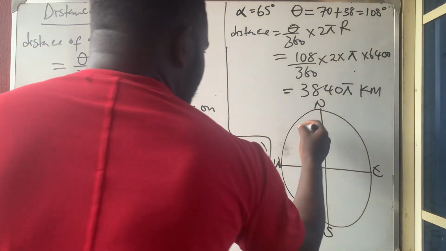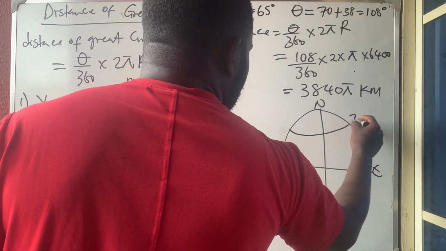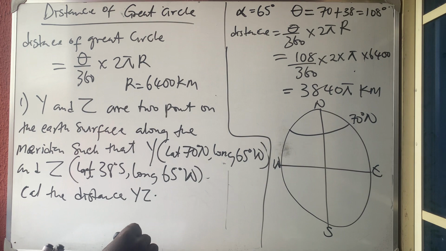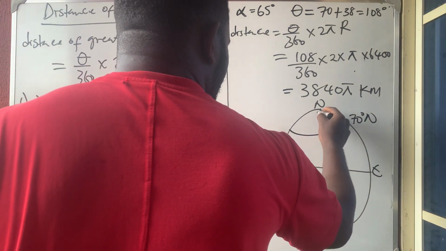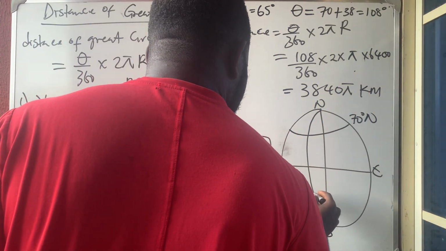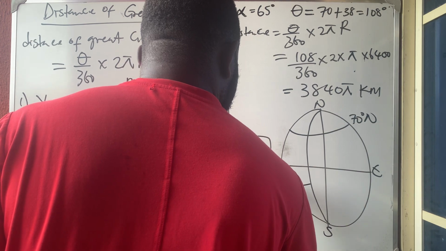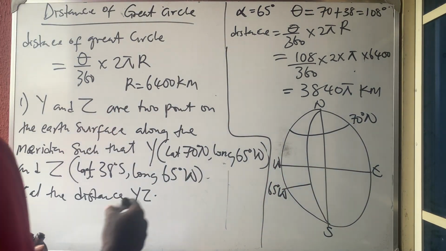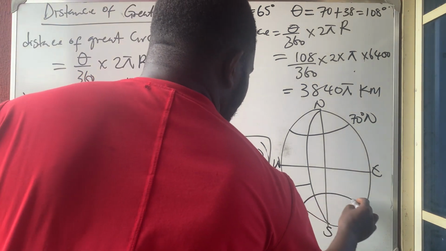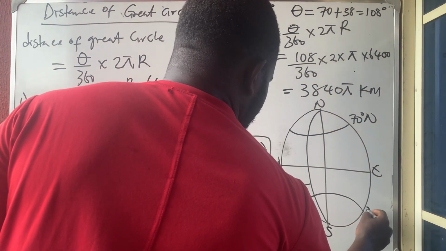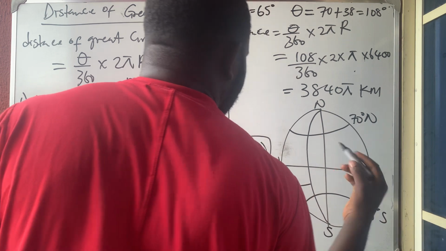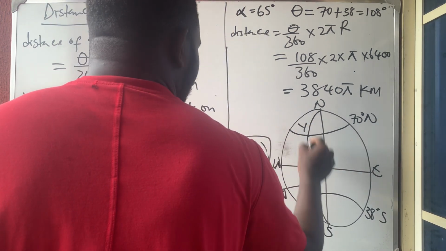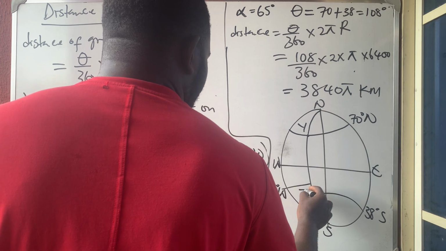70° north. This is my north. I will draw it and name it 70° north. Very simple. Now 65° west. West is on the left hand side. I will draw my west, 65° west. Now the last one is 38° south. South is down. You make it face down and name it 38° south. Very simple. Now this is the meeting point, and this meeting point is your Y. This is the meeting point, and this meeting point is your Z.